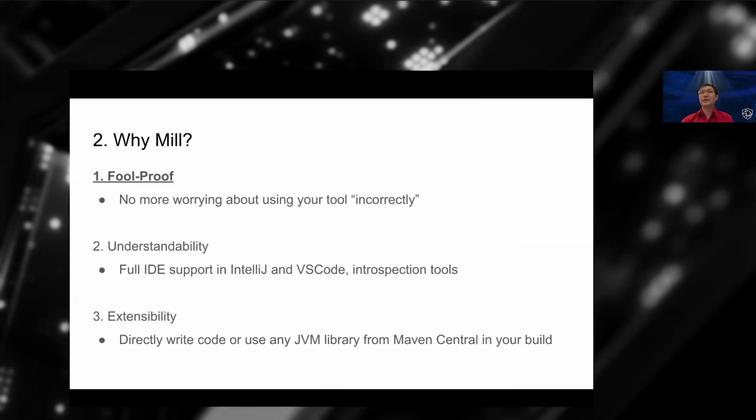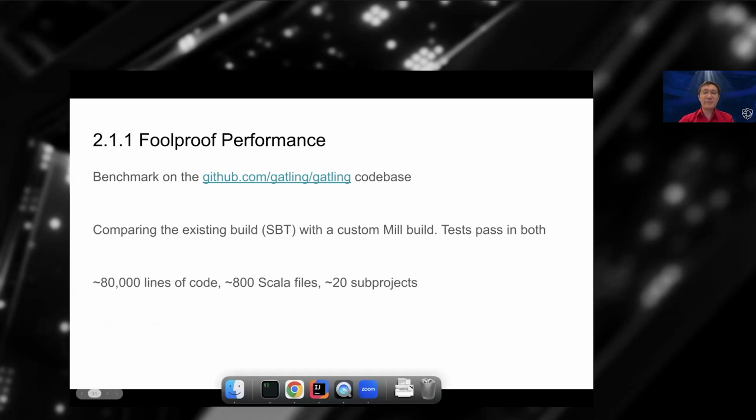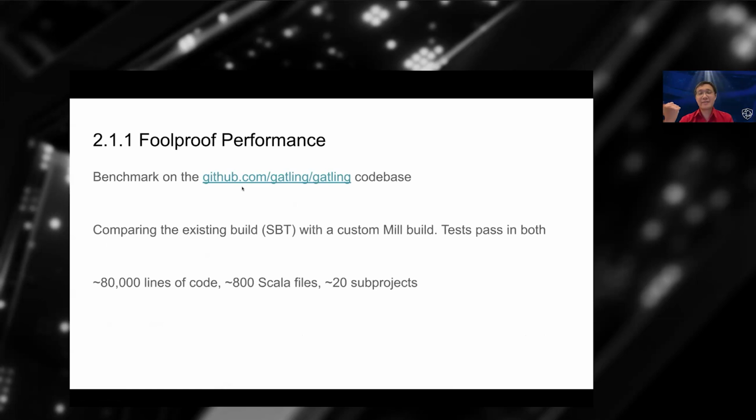So first, the foolproofness. One aspect of Mill that's interesting is that the performance is generally pretty good. And what's more interesting is you don't need to work for it the same way you have to work for the good performance in SBT or many other build tools. For example, we do benchmarks across other build tools. We have benchmarks against Maven, against Gradle, against SBT. The SBT comparison is using the Gatling code base, where Gatling is a famous open source Scala load testing framework.